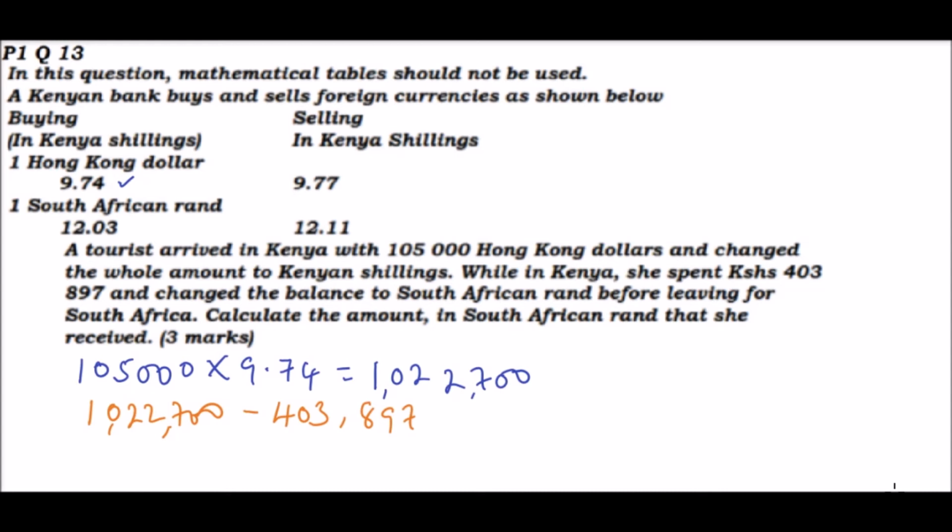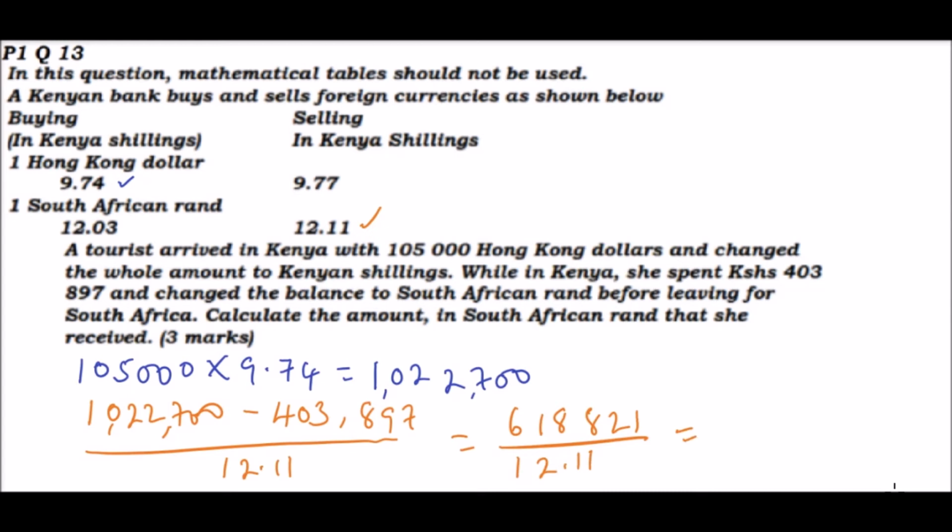Then he changed that, so you can divide that. The bank will sell at a higher price, so it will be 12.11 to convert to South African rand, and this will give you 618,821. You divide by 12.11, and that should give you 51,100. So that is the amount of rands he went to South Africa with. So that's how you work out that question, and you get yourself 3 marks.